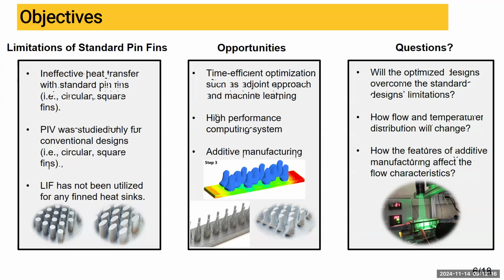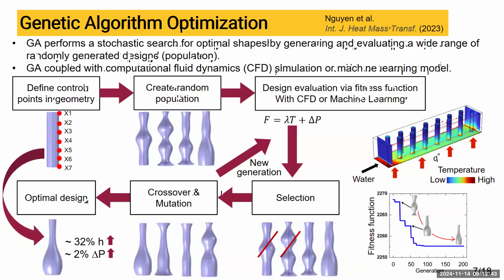additive manufacturing plays a key role in encouraging engineers and scientists to search for more effective designs. So the most important question in this work is: will the optimal designs overcome the limitations of the standard pin fins, and how can we experimentally explain this improvement by observing the flow patterns and heat distribution? We optimize the pin fin with two different approaches. The first approach is using a genetic algorithm, and the second approach is using an adjoint solver.